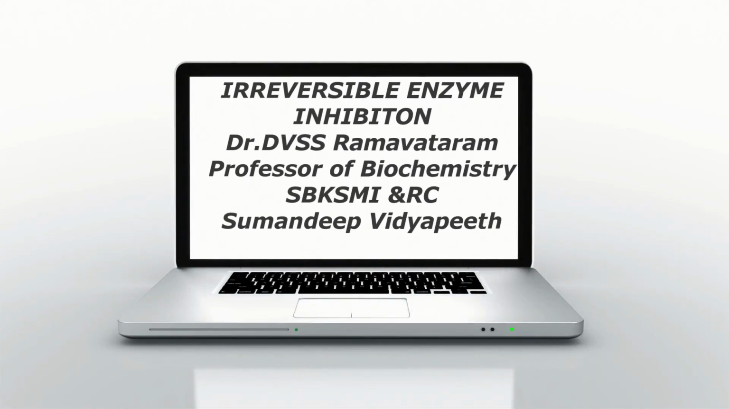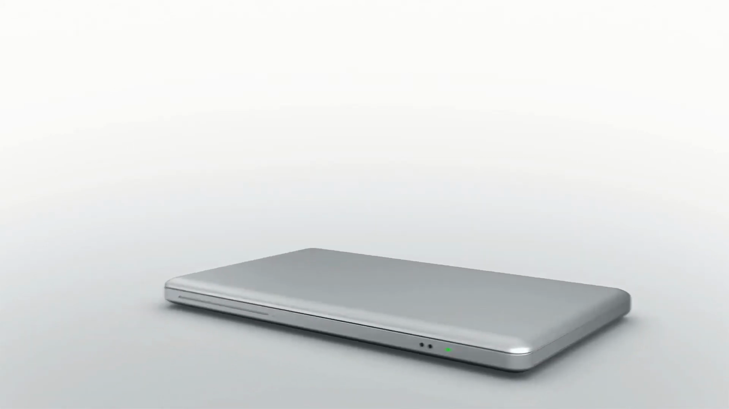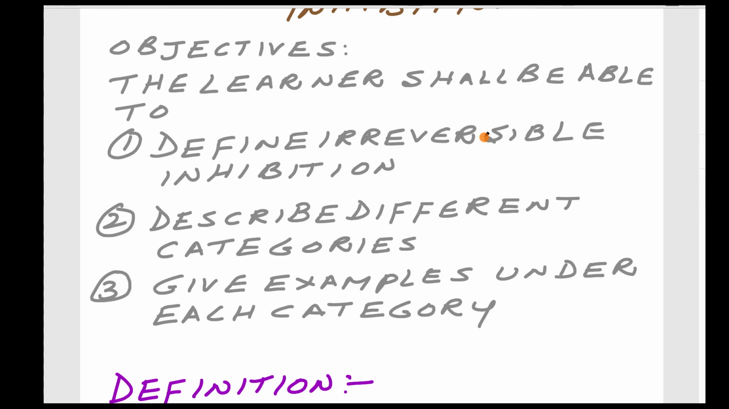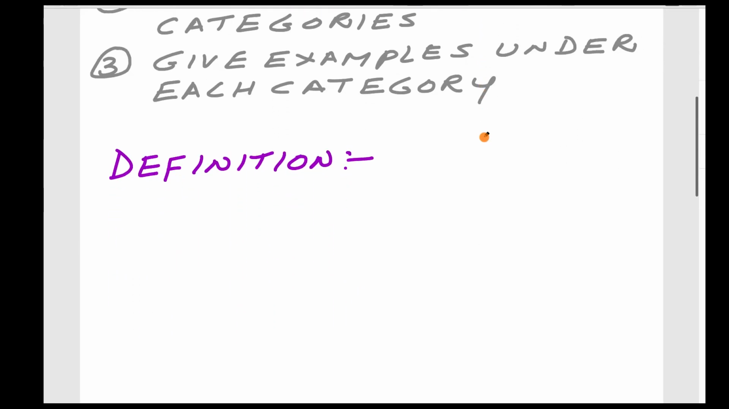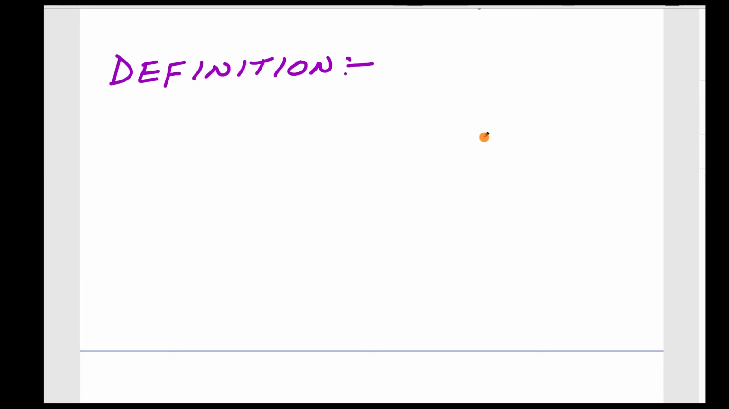In this session, I am taking up irreversible enzyme inhibition. The objectives of this session are: at the end of the session, the learner shall be able to define irreversible inhibition, describe different categories, and give examples under each category. Now, let us take up the definition.